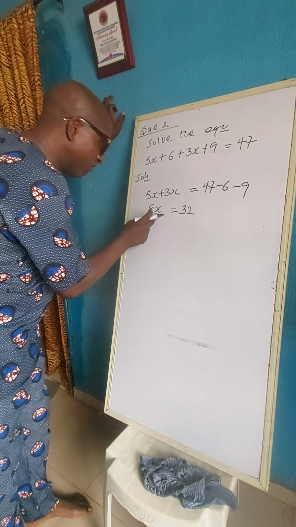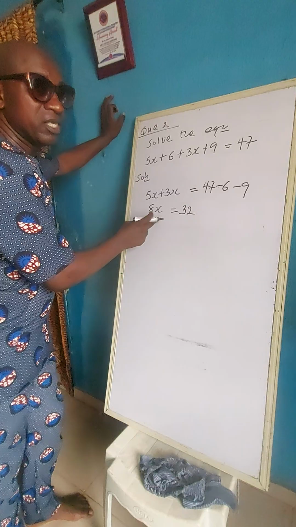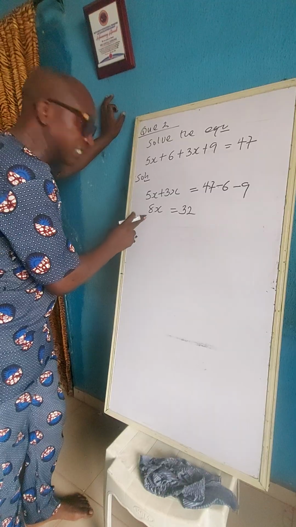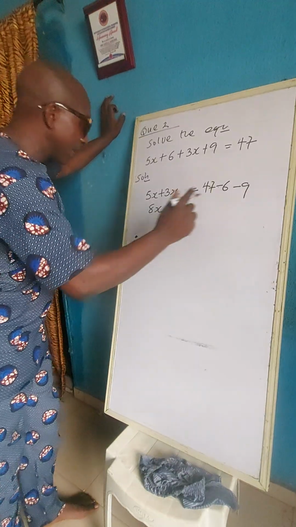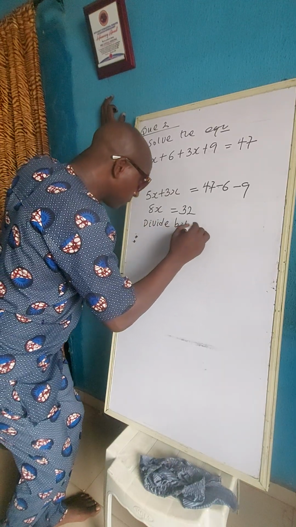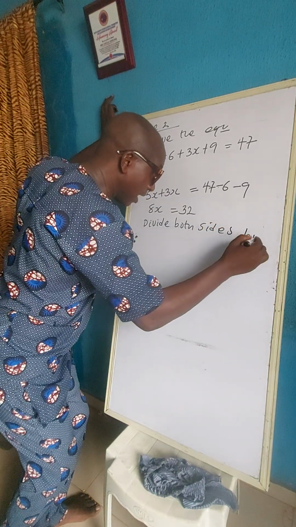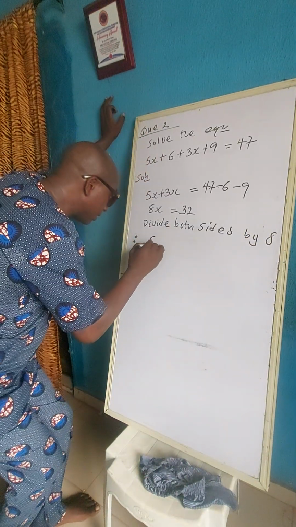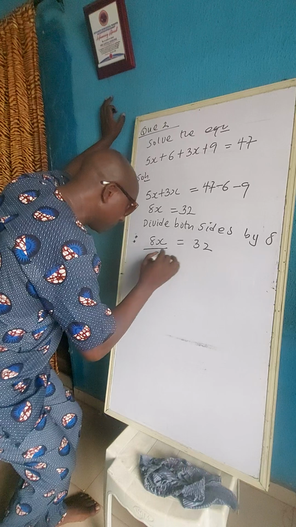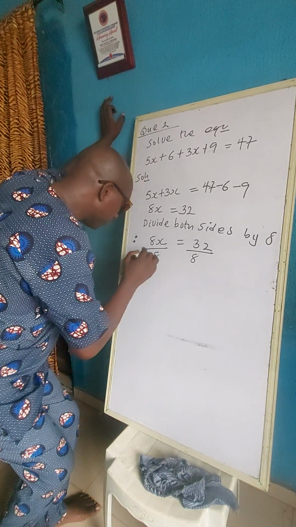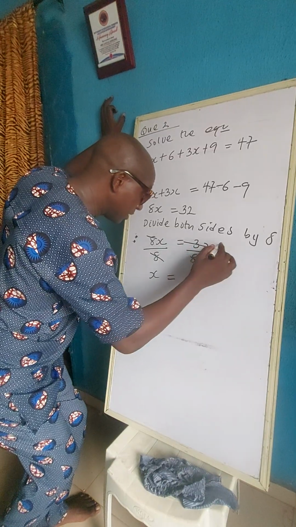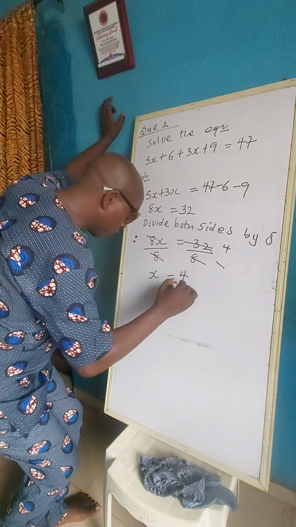You are looking for this unknown letter, which is letter x. What is disturbing it? The coefficient there is 8. You divide both sides by 8. That means 8x equal to 32. Divide by 8, divide by 8. x comes out equal to 32 over 8, which is 4. So x equal to 4.